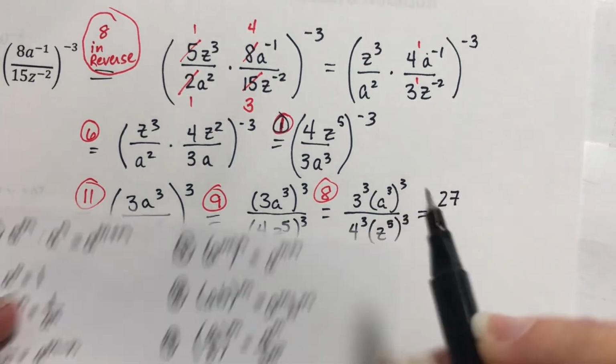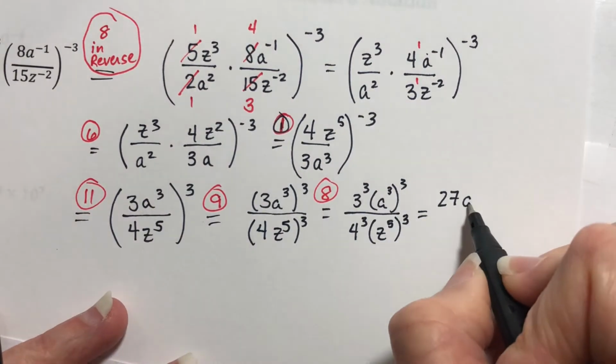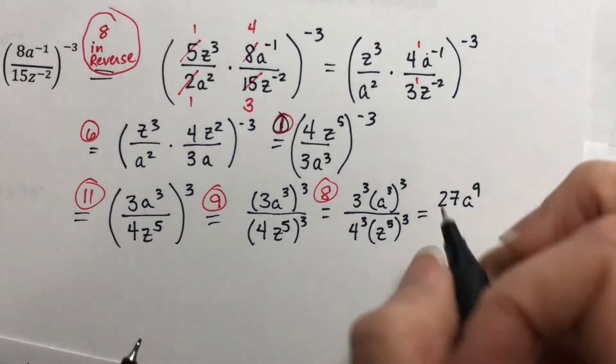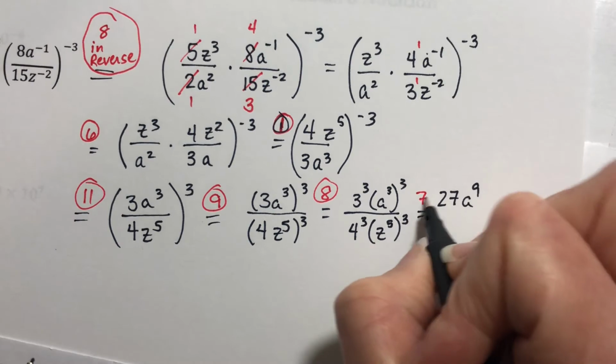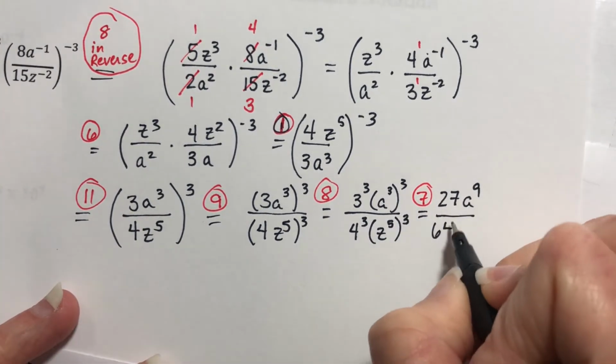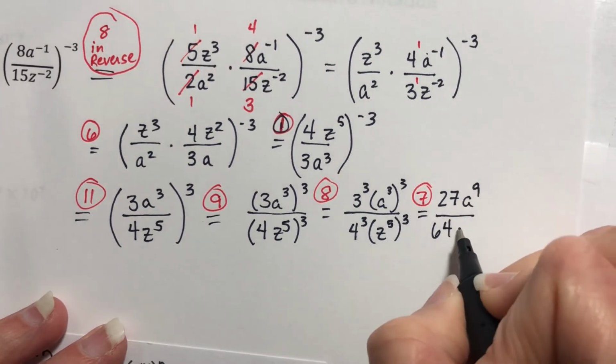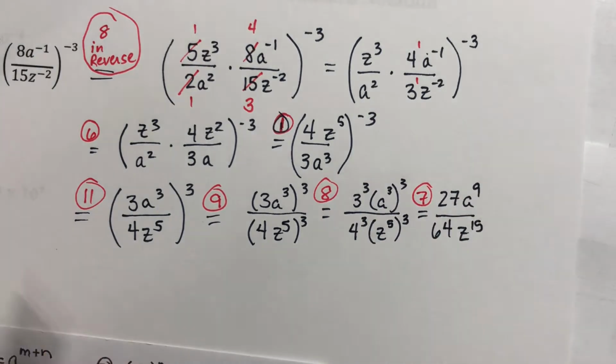A to the third, that's property number 7. I should add those exponents, so I get a to the 9th, and this is property 7. 4 cubed is 64. Z to the 5th to the 3rd, multiply those exponents together, and you get z to the 15th.